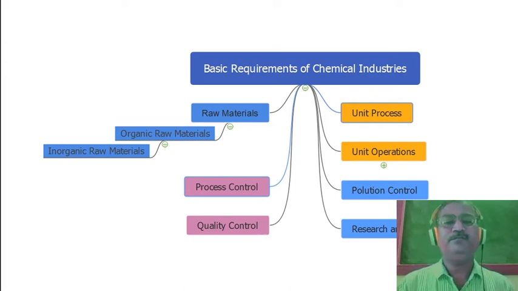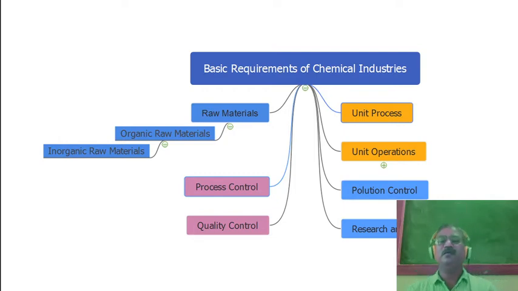Hello everyone. Today we are continuing the same topic related with industrial chemistry, that is the general aspect of chemical industries. In the last two lectures we have studied the introduction of chemical industries, scope of chemical industries and general aspect. In this lecture we are studying the basic requirements of chemical industries.